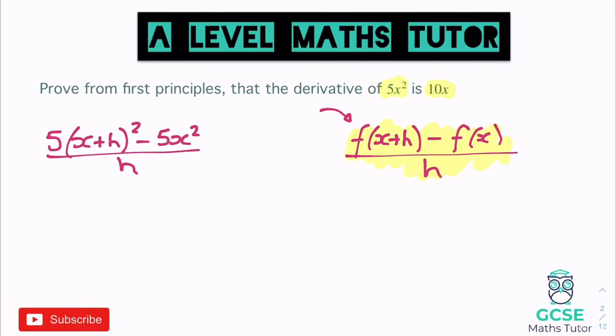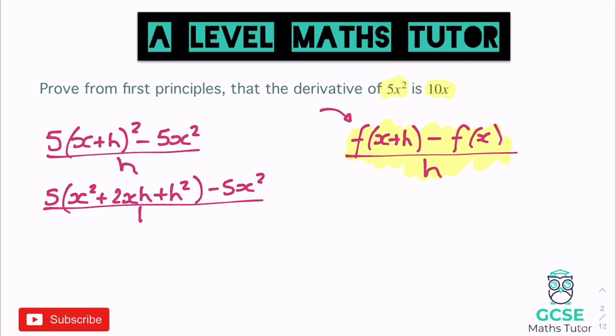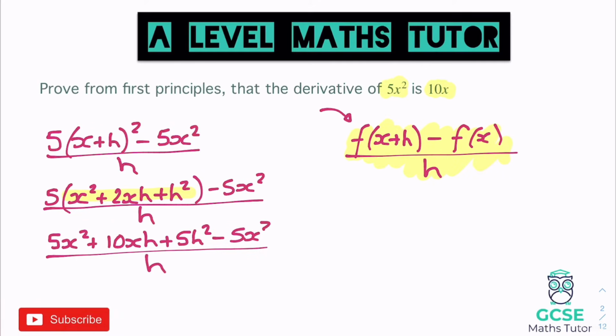So if we expand that double bracket x plus h squared, we've got 5 lots of that, so we'll sort that out in a sec. But if we expand that out, we get the same as before. We get x squared plus 2xh plus h squared. And then we're going to take away 5x squared and again divide it all by h. Now we can go about multiplying everything in this bracket here by 5. So we end up with 5x squared plus 5 lots of 2xh is 10xh. And then 5 lots of h squared will give us 5h squared. And then again we've got minus 5x squared at the end. And again all over h. Okay, so we've got 2 pieces that cancel each other out.